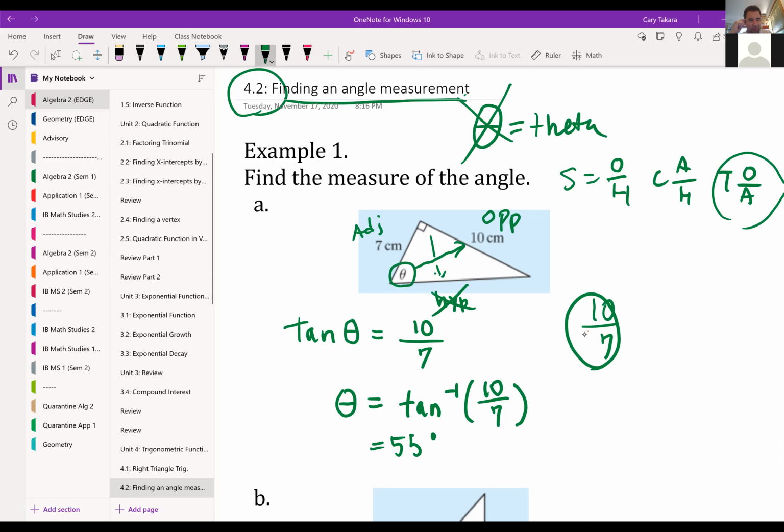I don't even know how to use second. Oh yeah, okay, I got it. How do I clear this? So you press second. Okay, so you press second and then you press tangent, inverse, and then 10 divide by 7. Now, how do I do that?